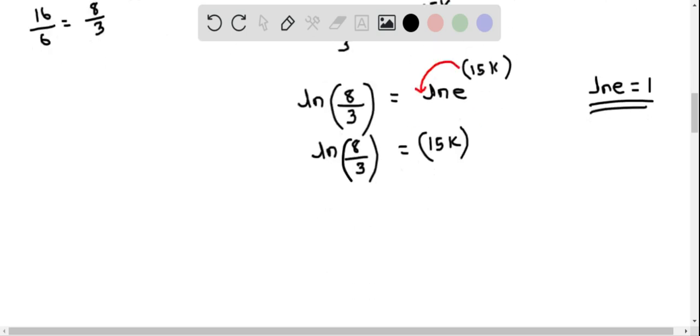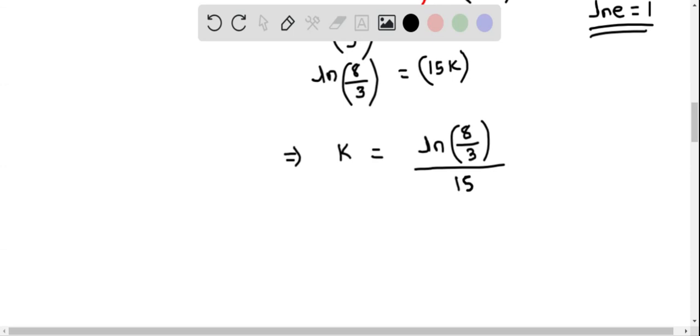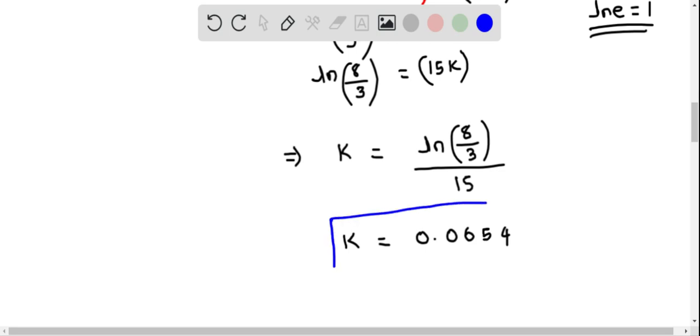Now divide both sides by 15 and solve for k. So k equals the natural logarithm of 8 thirds divided by 15. We can plug this expression into the calculator and approximate to 4 decimal places. When we do that, we get 0.0654. So first we have determined the value of k, which helps us to determine the initial population size.